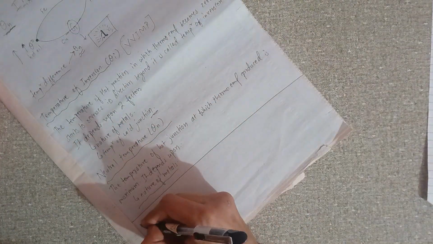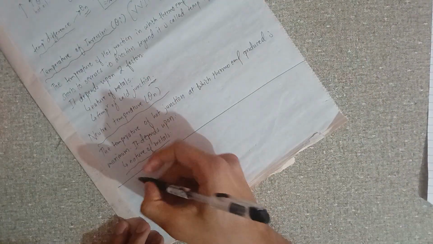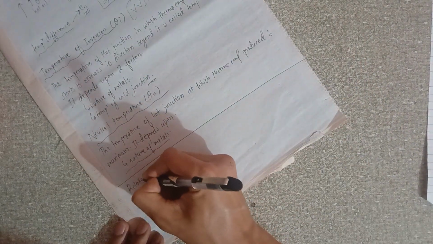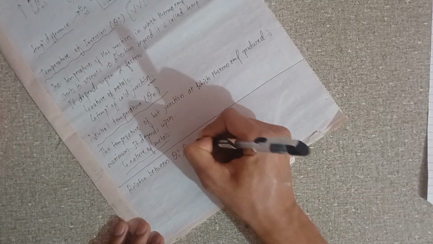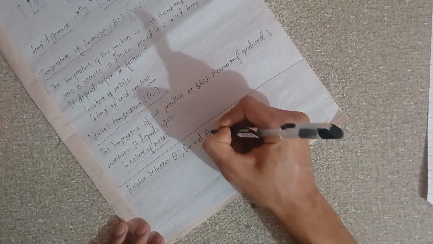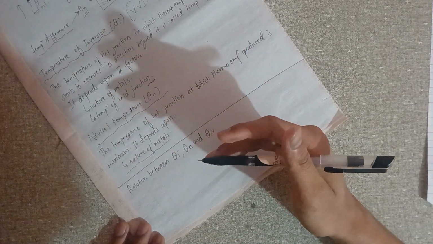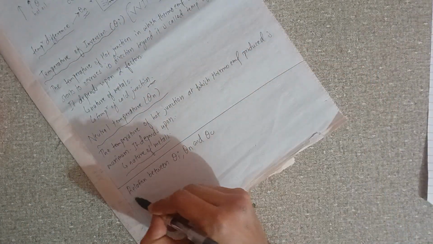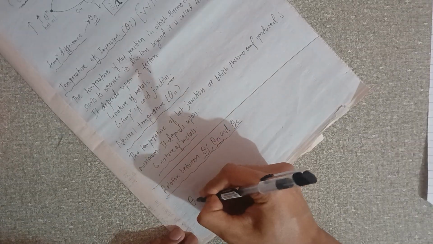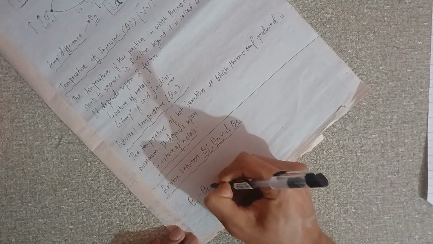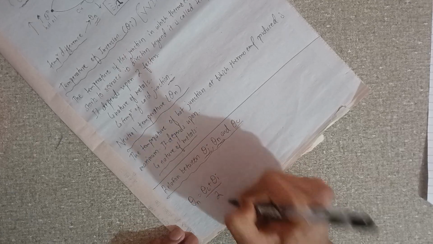So now we are going to the relation between theta I, theta n, and theta c, that is the inversion temperature, the neutral temperature, and the temperature of cold junction. You don't need to derive this, you just need to remember it: theta n will be equal to theta c plus theta I by 2.